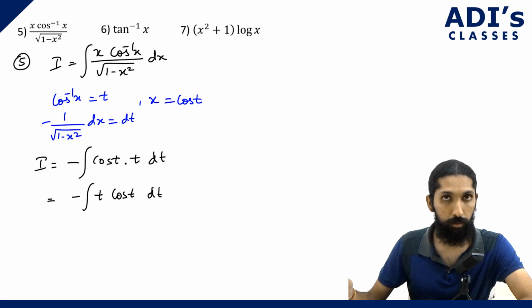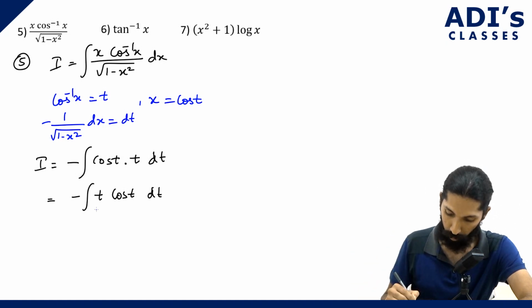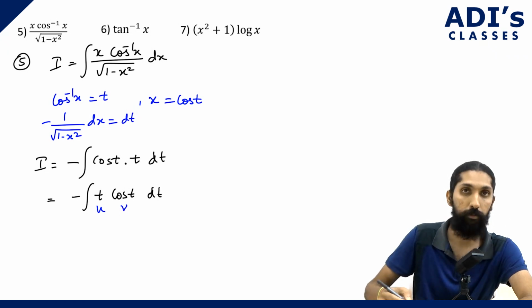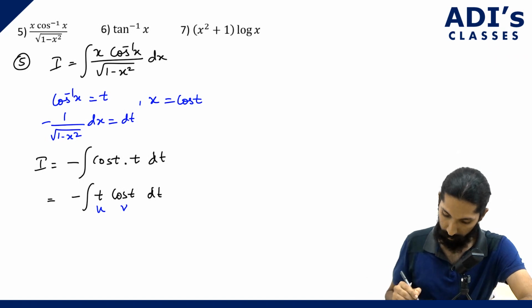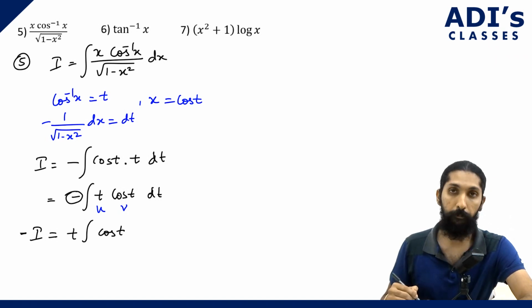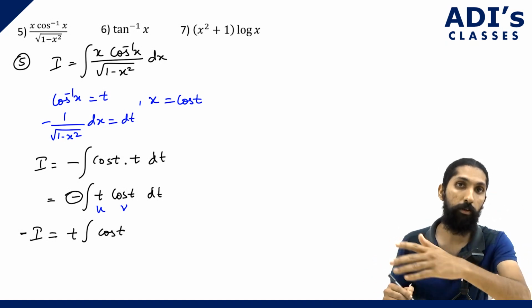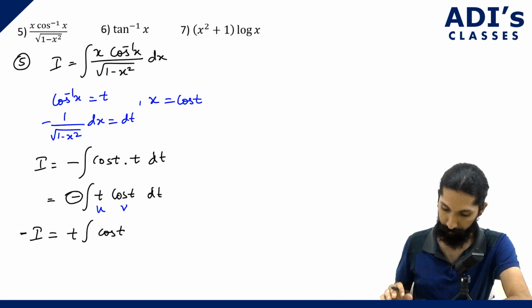So now here you have minus integral of t cos t dt, correct? Now it's very easy to do the parts method. That is, this is going to become u, this is going to become v, correct? So now you are going to have I is equal to u into integral of v. But I'll do one thing. See this negative sign, I'll put it with the I as minus I, because later on I'll take it to the RHS. That's going to make things a lot easier. Okay, that's the only thing.